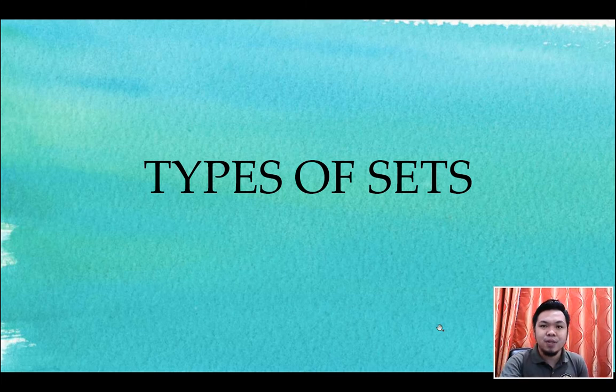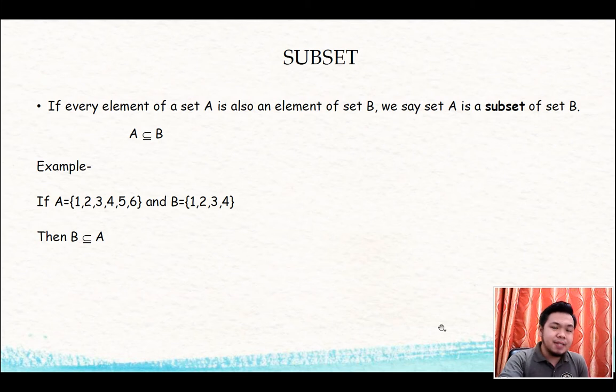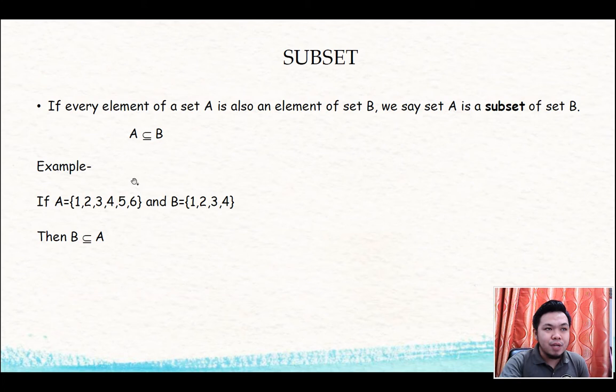Now let's proceed with types of sets. So ano ba itong mga types of sets na ito? Subset. Ito yung una. Pag sinabi natin subset, if every element of a set A is also an element of set B, then we can say that set A is a subset of set B. Ganito po natin siya isusulat. A is a subset of B. Ayan. Example.